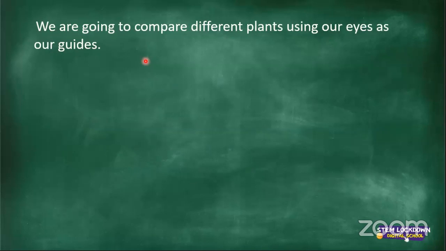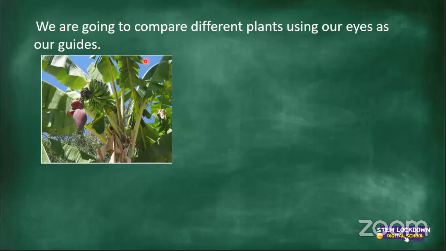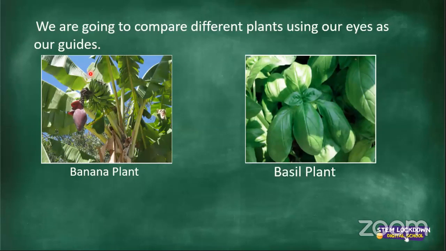We are going to compare different plants just using our eyes as our guides. So I have a photo that I'm going to show you. One is of a banana plant. You can see there what's growing there. And this plant is a basil plant. Okay.